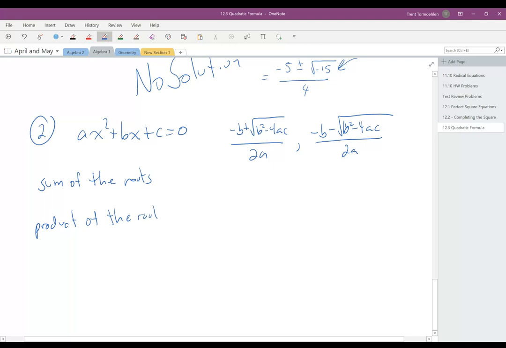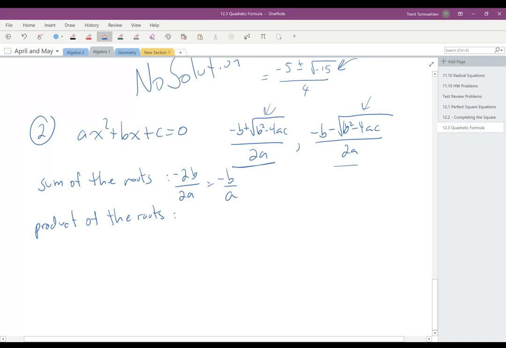So let's just go ahead and calculate it for this problem. So the sum of the roots is going to be adding these together. Well, these are opposites of each other. So you get negative b plus square root of b squared minus 4ac plus negative b minus the square root of b squared minus 4ac. So that square root of b squared minus 4ac cancels out. So I end up with negative 2b over 2a, which gives me a negative b over a.